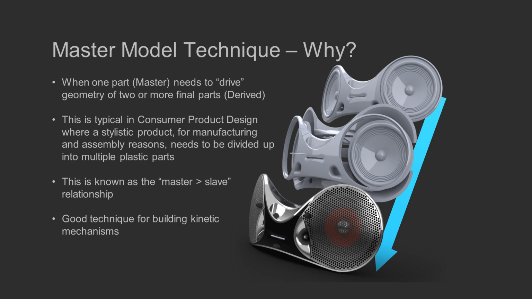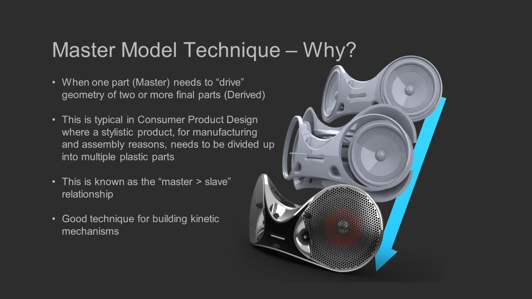The master-slave relationship is one where the base part or the master drives all the derived parts. There isn't a two-way symbiotic relationship, and this is on purpose because you want the main shape to really dictate what the derived parts turn out to be, and if any changes are made in the master, they trickle through to the derived parts.